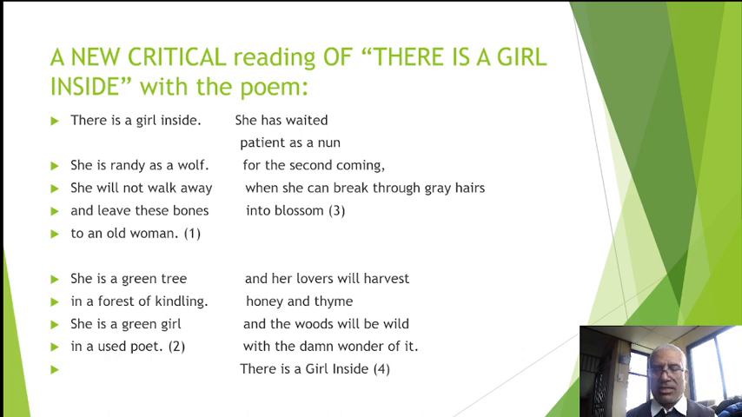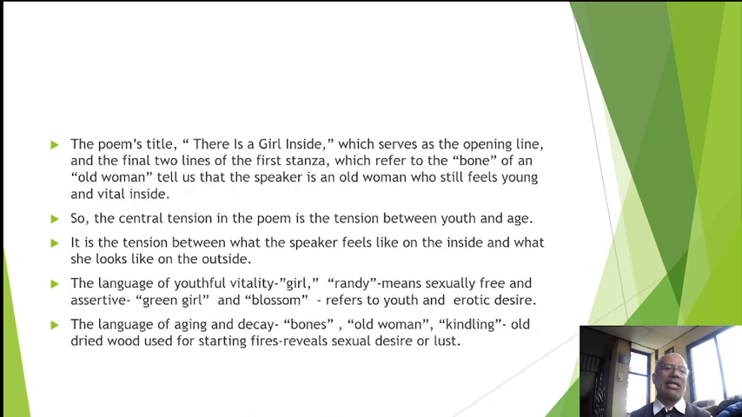Let's see now the analysis of the poem. The poem's title, There Is a Girl Inside, serves as the opening line, and the final two lines of the first stanza refer to the bones of the old woman. See, that tells us that the speaker is an old woman who still feels young and vital inside. She feels young, powerful in her lust, and vital inside. So the central tension in the poem is the tension between youth and age.